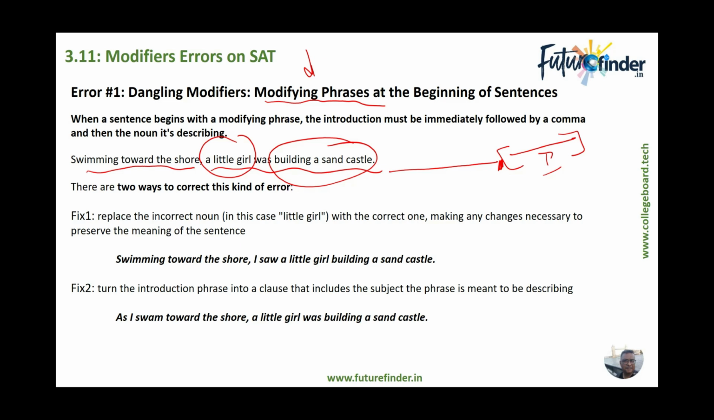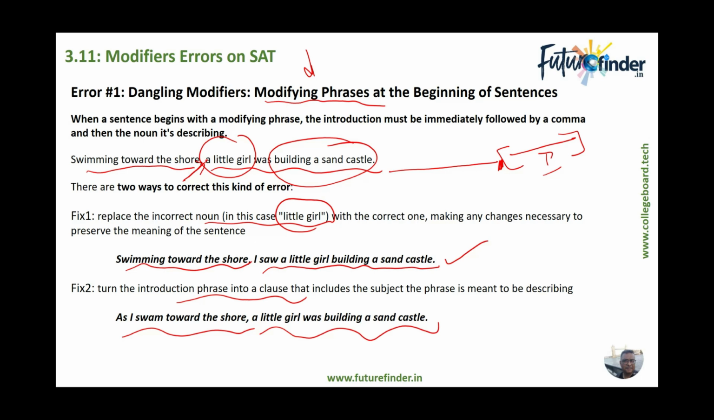The first one is replacing the incorrect noun, as in this one, the little girl. Obviously, there has to be a noun out here, the correct one. So swimming towards the shore, I saw a little girl building a sand castle. This seems to be correct. And the second one, turn the introductory phrase into a clause. So as I swam to the shore, a girl was building a sand castle.